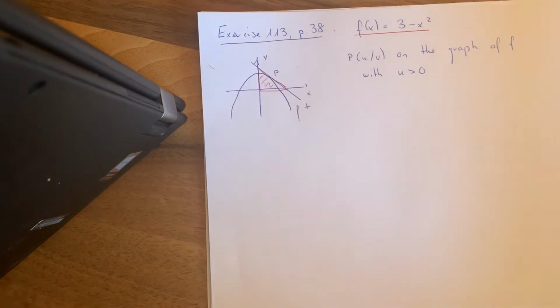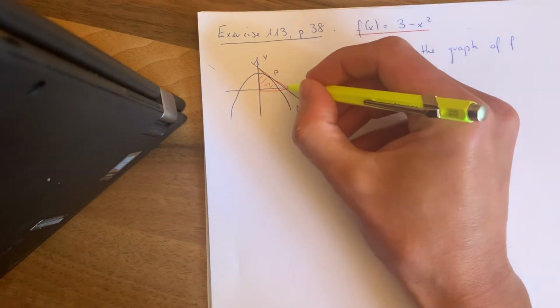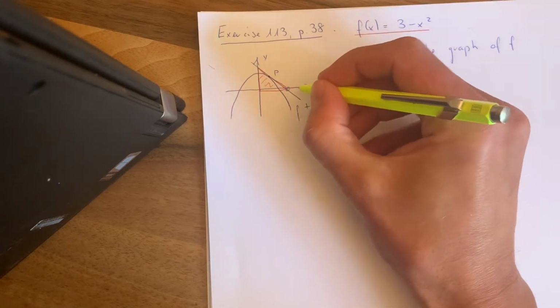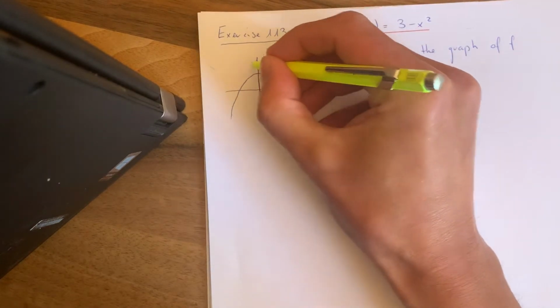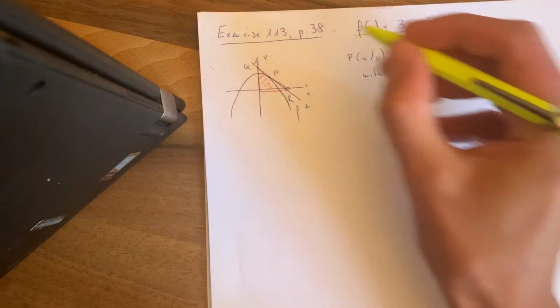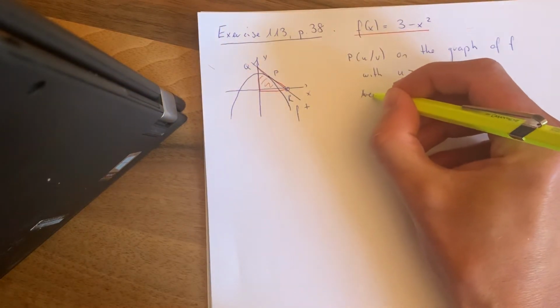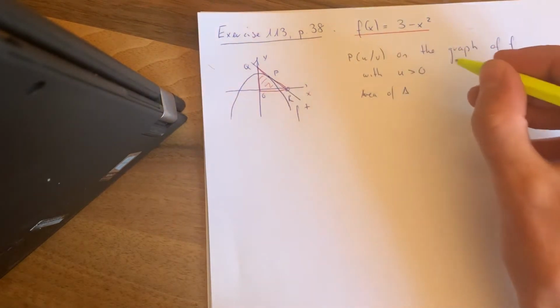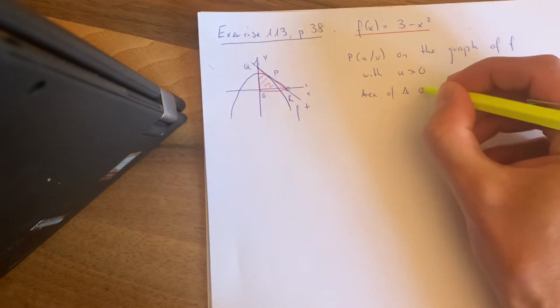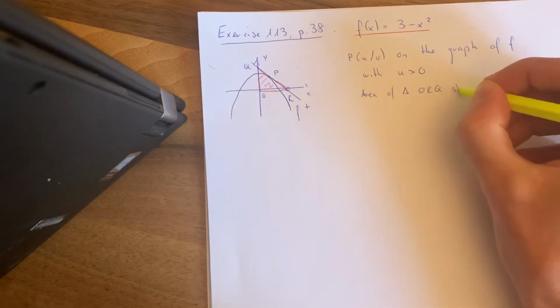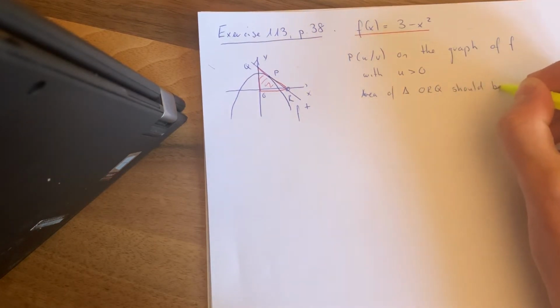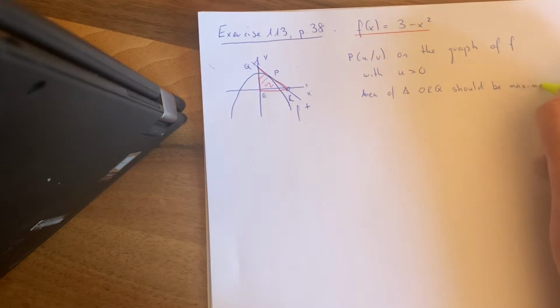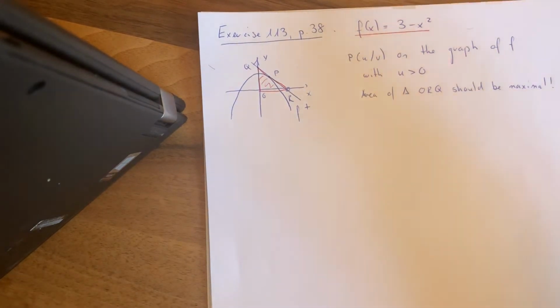And what do we want? We want the area of that triangle to be maximal. Okay, so let's say this point here is R, and let's say this point here is Q. Then, and this here is of course O, the area of triangle ORQ should be maximal. So this is our problem.